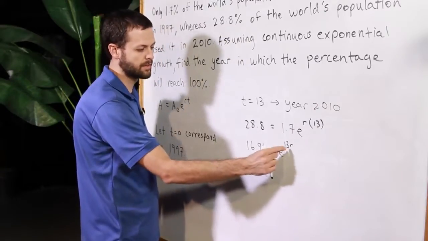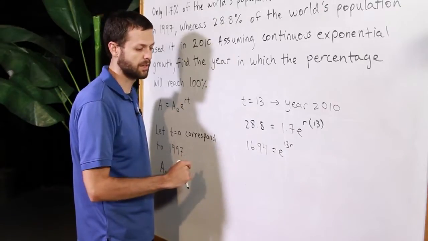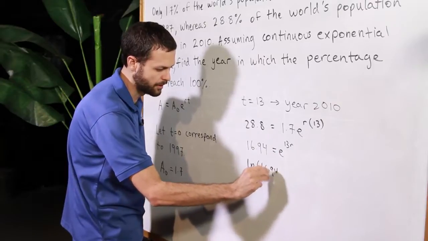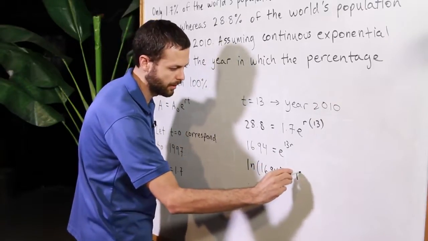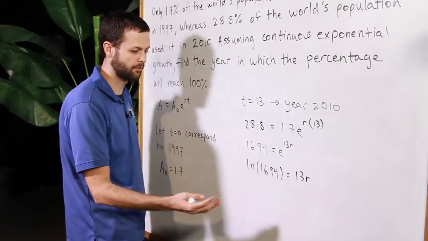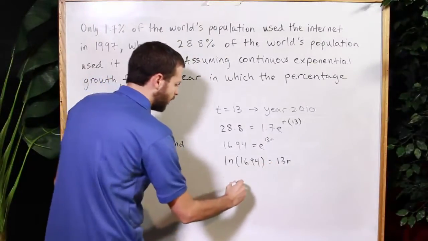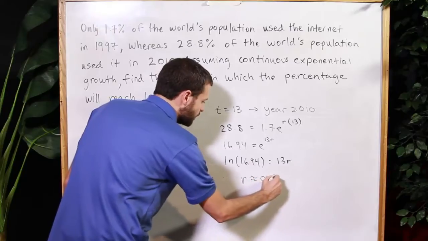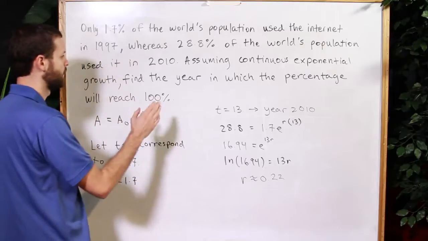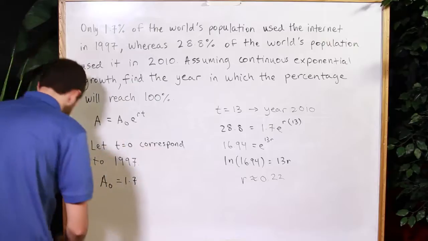Now what I want to do again is solve for this r, so what I'm going to have to do is take the natural logarithm of both sides. In other words, ln of 16.94 equals 13r. I can solve for r and get an approximate value for r. Let's just do that really quick. In solving for r, we get r is approximately 0.22. Now that we have this constant, we can then use that to help us figure out in what year the percentage will reach 100%. Let's just make some room over here.